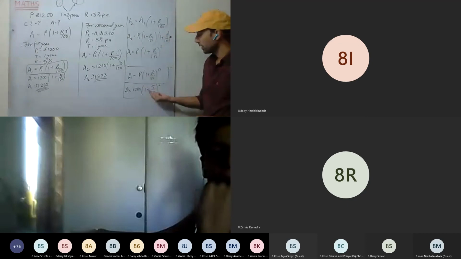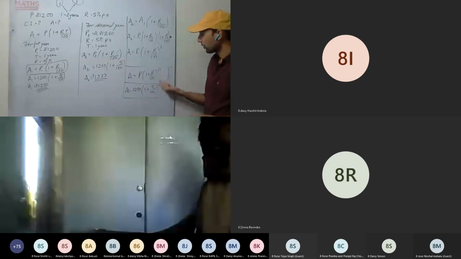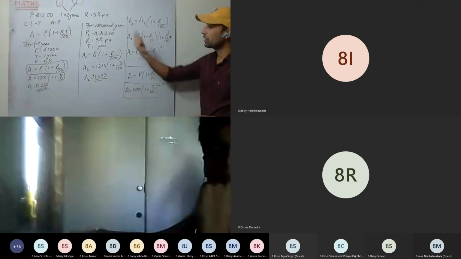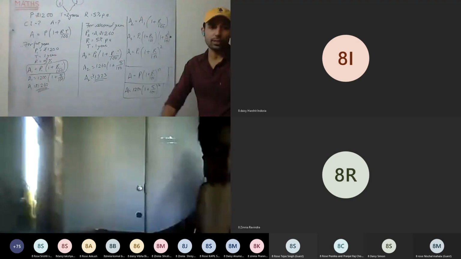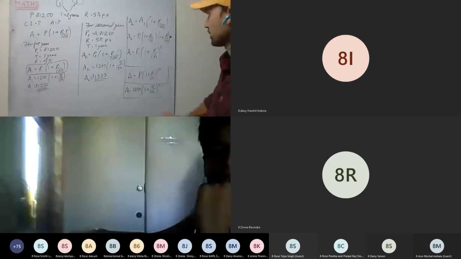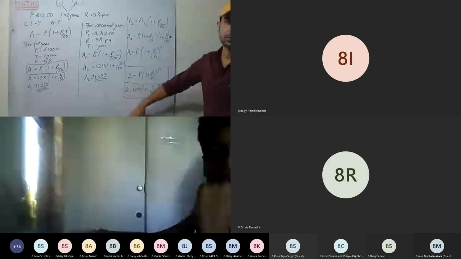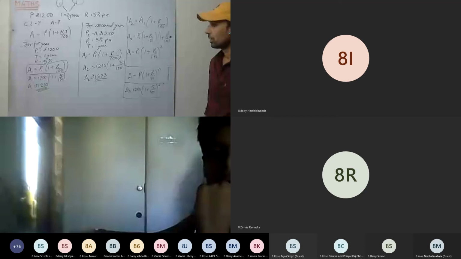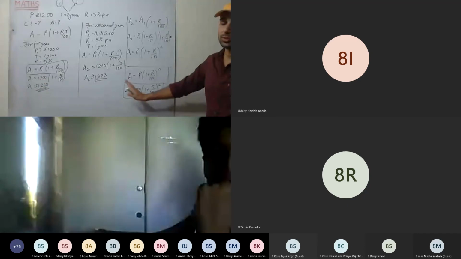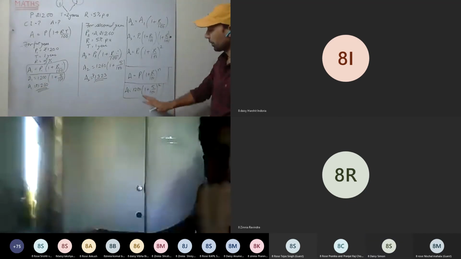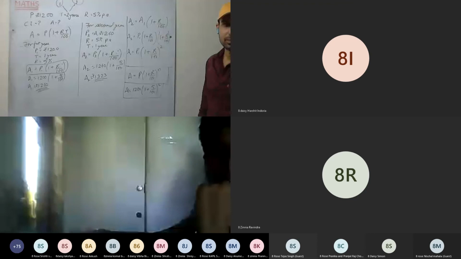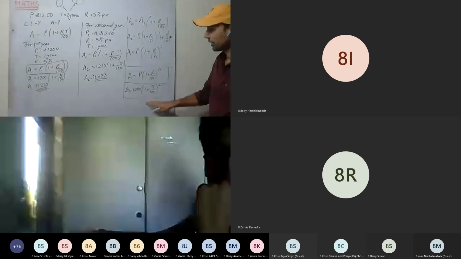So principal is 1200, rate is 5, N is 2 years. Calculate it. If you understand this first question, you will understand everything in simple interest and compound interest. You will get the difference as well. This chapter is very, very easy. Compound interest is very easy. Only the formula we have to remember. Have you understood the formula?